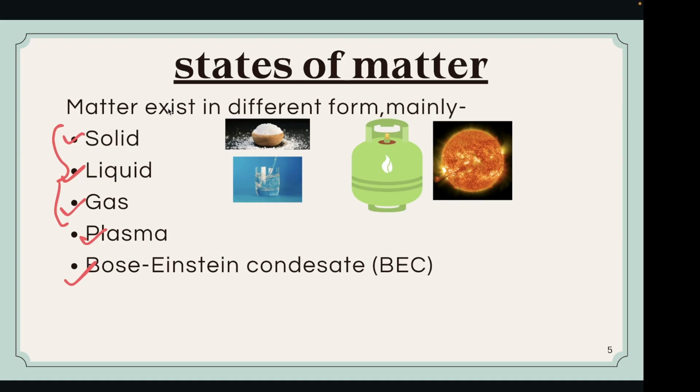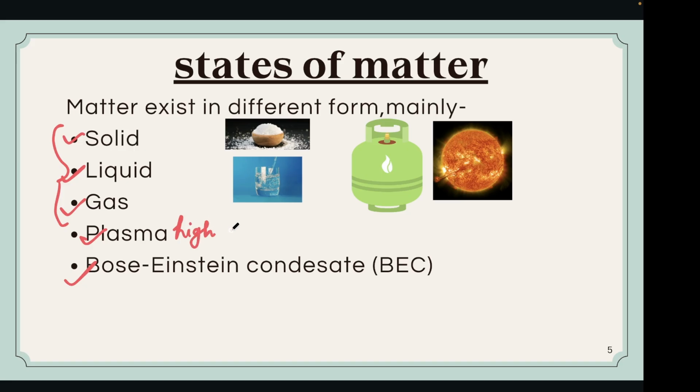In the solid state, it has fixed shape and volume. We cannot compress it, and particles are packed tightly. For example, ice, rock, wood. In the liquid state, it has fixed volume but no fixed shape. It takes the shape of the container it is in. For example, water, juice, oil. In the gaseous state, it has no fixed shape and volume. It is highly compressible. Its particles move freely. For example, air, oxygen.